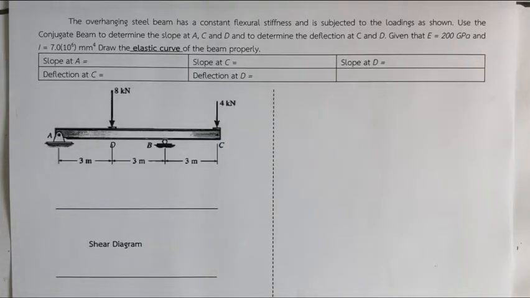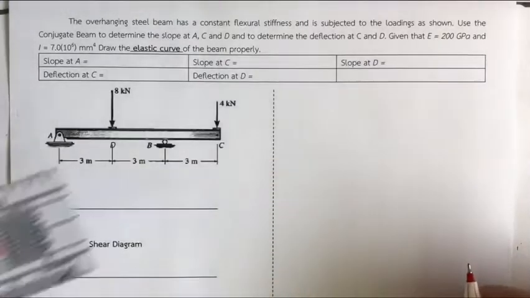Hello, my student. This clip is a demonstration of how to solve a problem using the conjugate beam method. We are going to determine the slope and the deflection of the beam, and we are considering this overhanging steel beam. This beam has constant flexural stiffness.